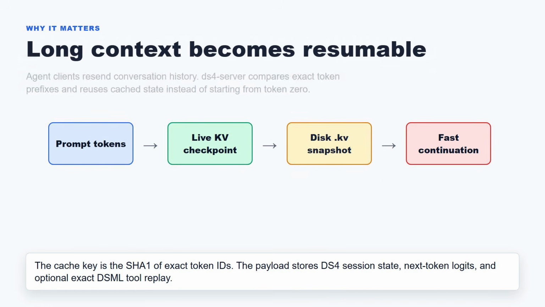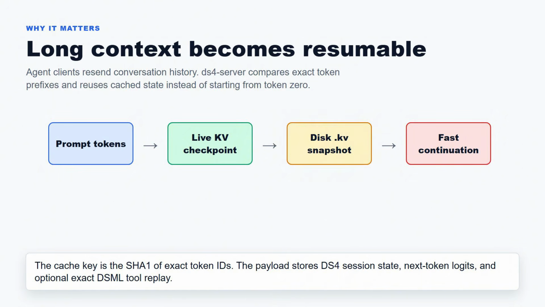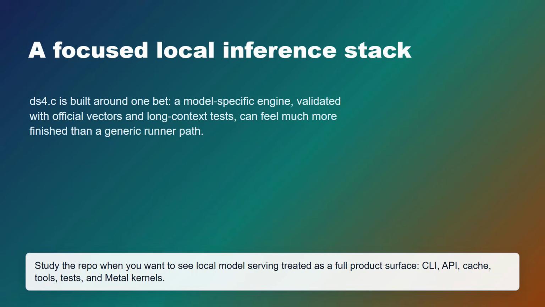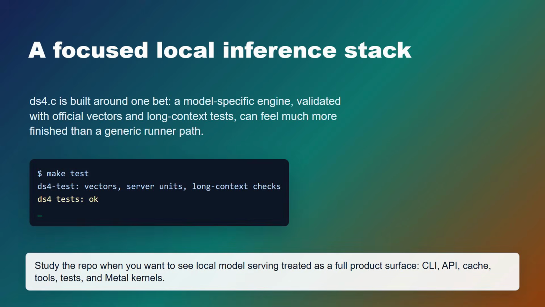The standout feature is the long context reuse. The server compares the exact token prefix, keeps one live KV checkpoint, and can persist the KV snapshot to disk, so it can save lots of RAM. Overall, the project is a focused experiment in making a local model feel complete end-to-end.